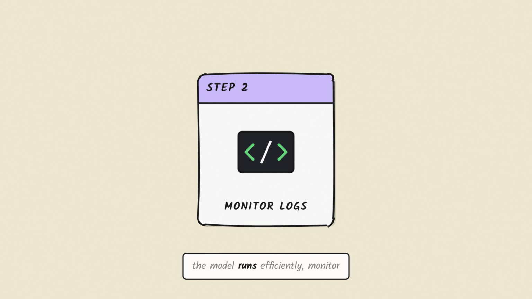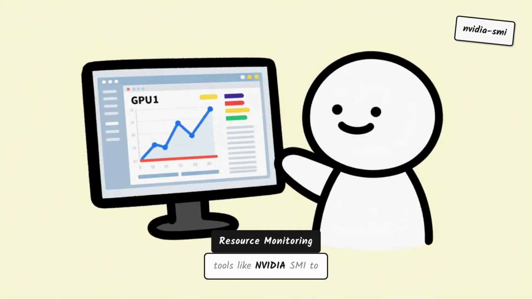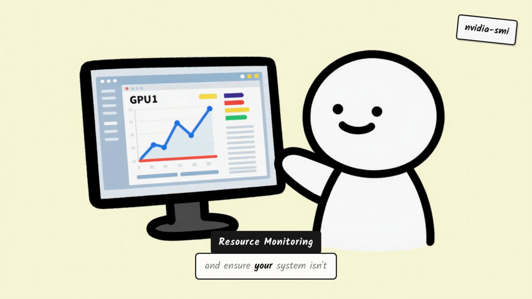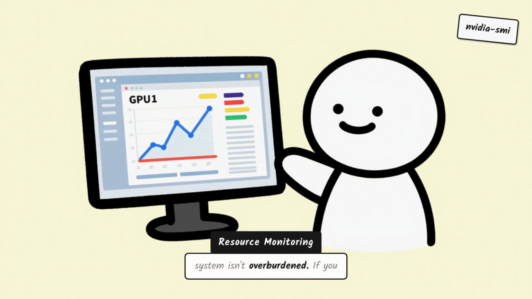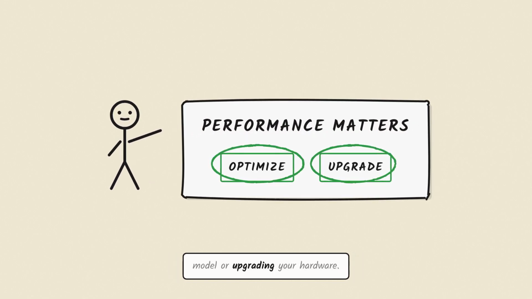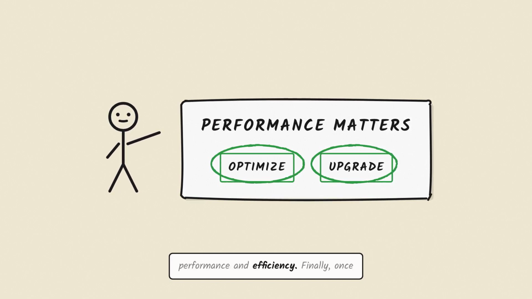To ensure the model runs efficiently, monitor your system resources. Use tools like nvidia-smi to check GPU usage and ensure your system isn't overburdened. If you notice high resource usage, consider optimizing your model or upgrading your hardware. This step is key to maintaining performance and efficiency.